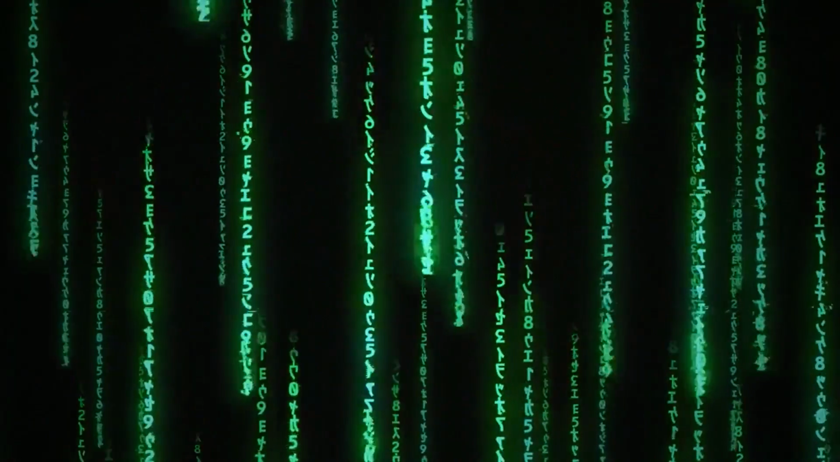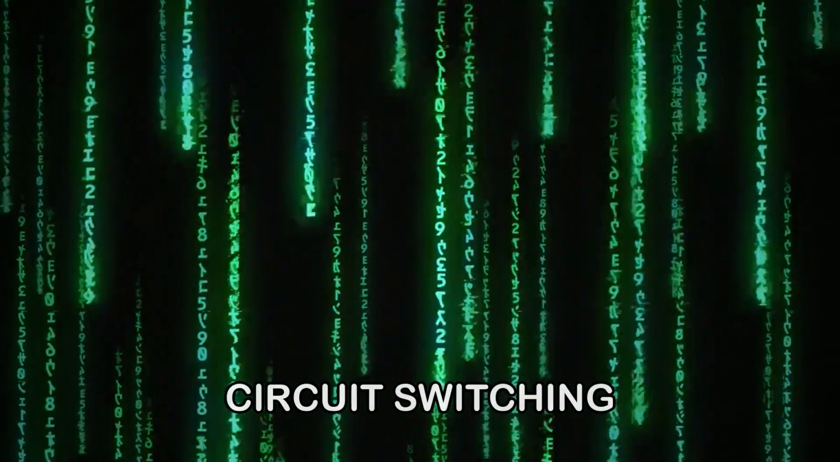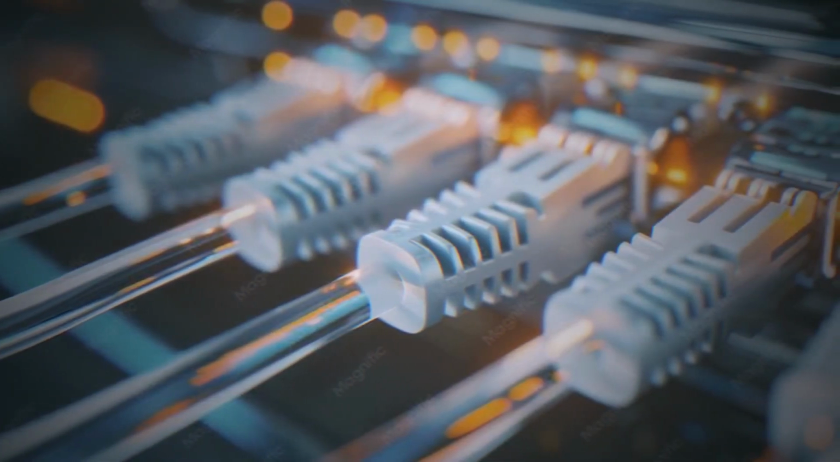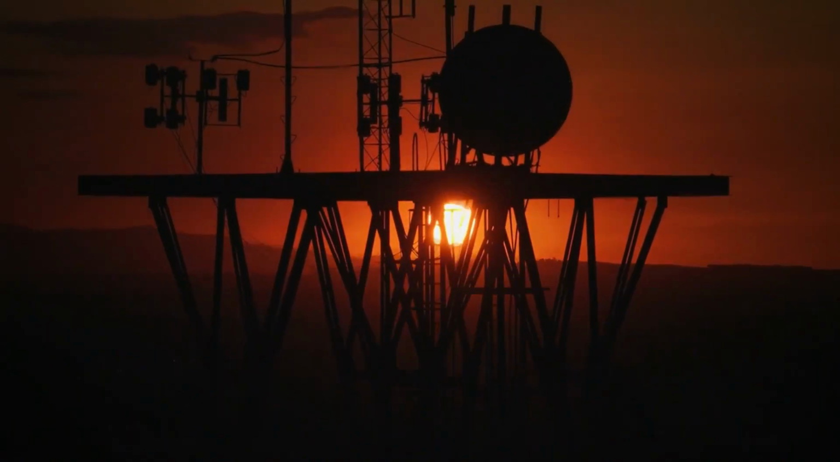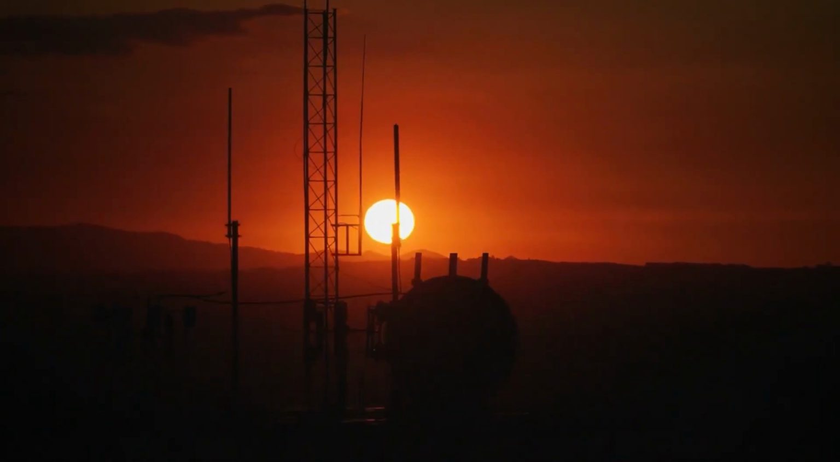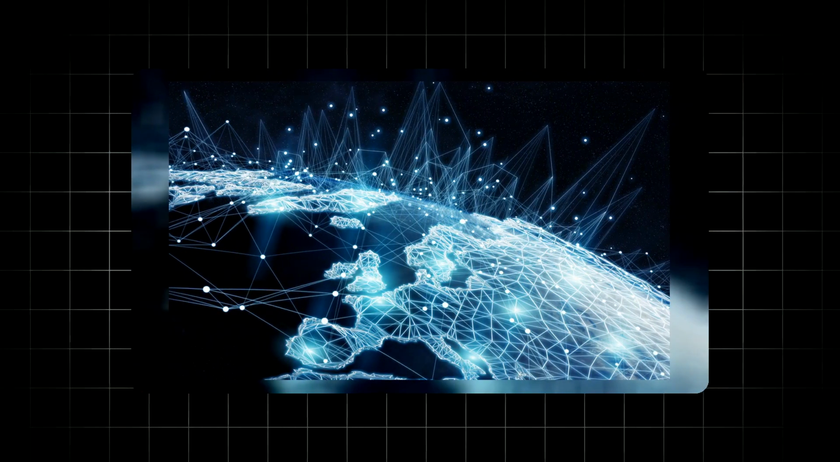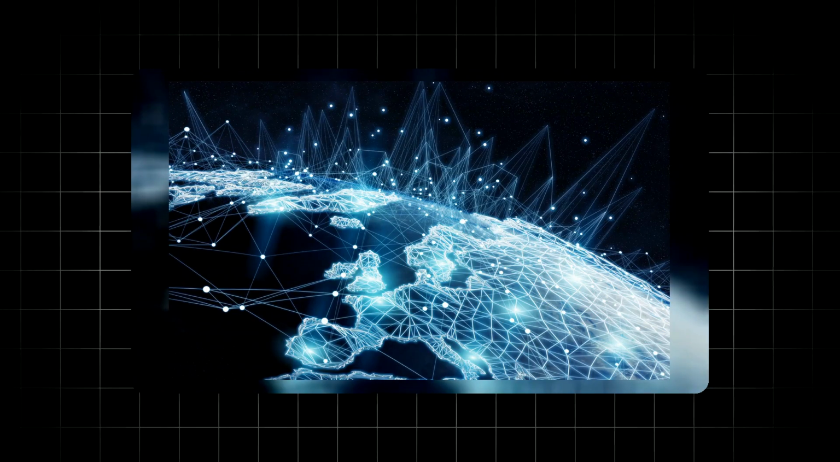The telephone system used something called circuit switching. When you made a phone call, the network established a dedicated physical connection between you and the person you were calling. That connection was reserved for you for the entire duration of the call, whether you were talking or sitting in silence. It was simple, but it was wasteful. Most of the time on a phone call, nobody is speaking. The circuit sits idle, but nobody else can use it.